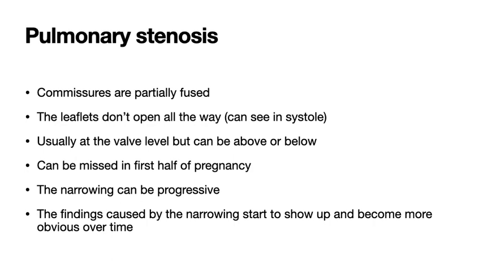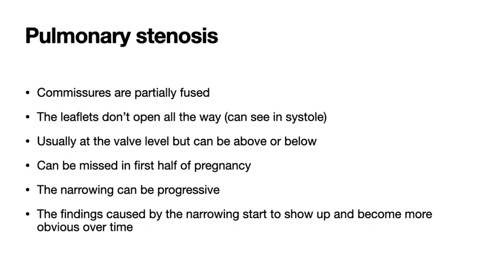Now, normally leaflets do open all the way, and when you look in systole, they disappear. They flatten up against the walls of the vessel, and you can't see them. But if you have pulmonary stenosis, the leaflets don't open all the way, and even in systole, you can see where the pulmonary valve is. Now, whenever we're talking about pulmonary stenosis or pulmonary valve narrowing, it's usually at the valve level, but it can be below it or above it.